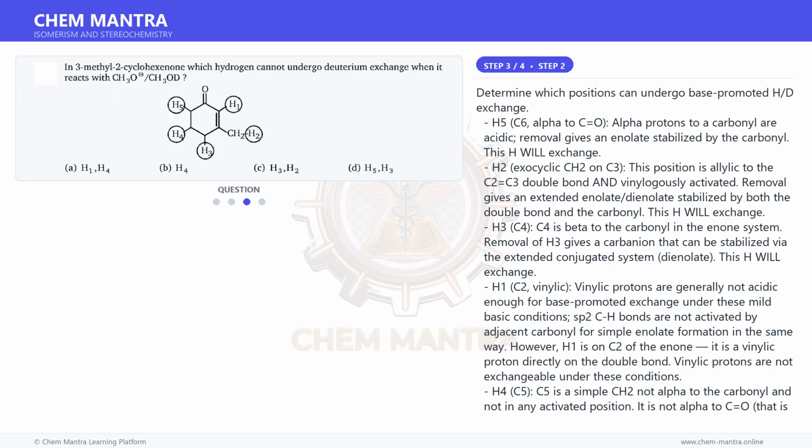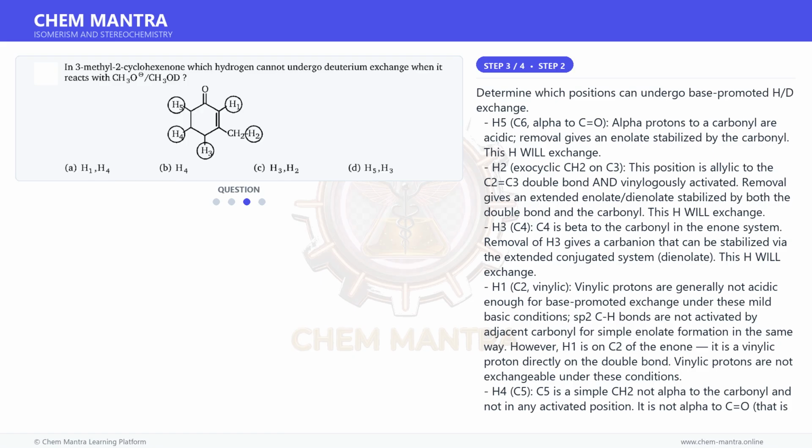H5, on C6, is alpha to C=O. Alpha protons to a carbonyl are acidic; removal gives an enolate stabilized by the carbonyl. This H will exchange. H2, the exocyclic CH3 on C3. This position is allylic to the C2=C3 double bond and vinylogously activated. Removal gives an extended enolate, a dienolate, stabilized by both the double bond and the carbonyl.